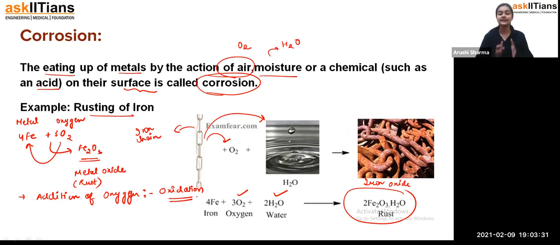And one example of corrosion is the rusting of iron. When iron is in contact with oxygen and water, a reddish brown layer of iron oxide forms over it, and we call that the rusting of iron. This is the whole process of corrosion. Now, you can prevent corrosion, like you can prevent rusting of iron. So how can you prevent rusting of iron, students? What preventions can you take?